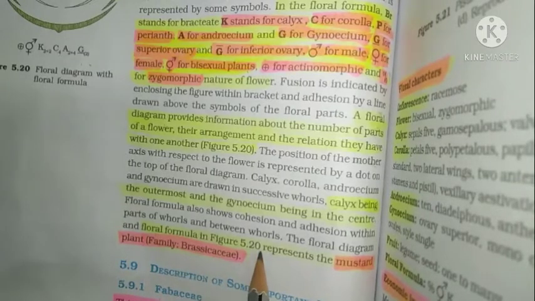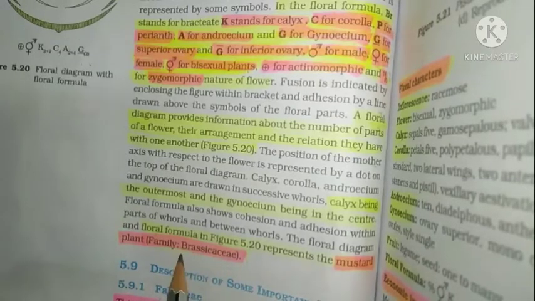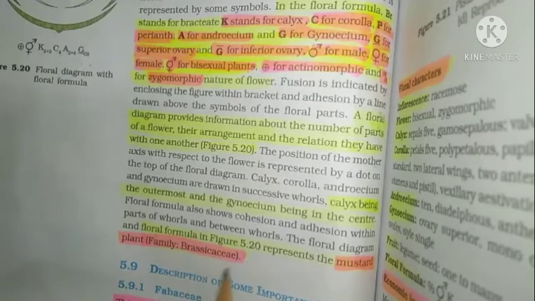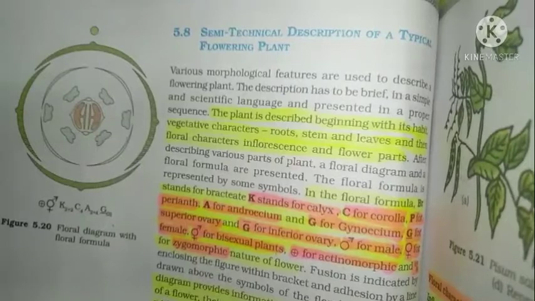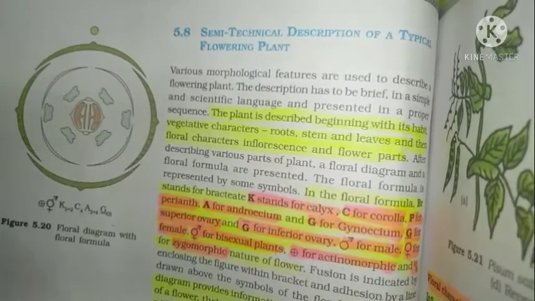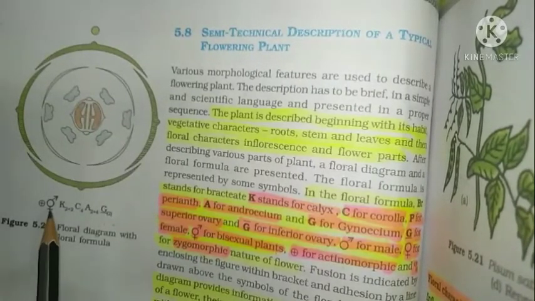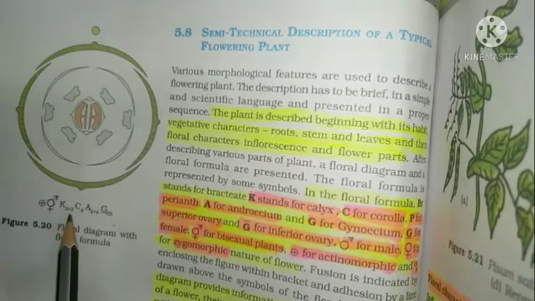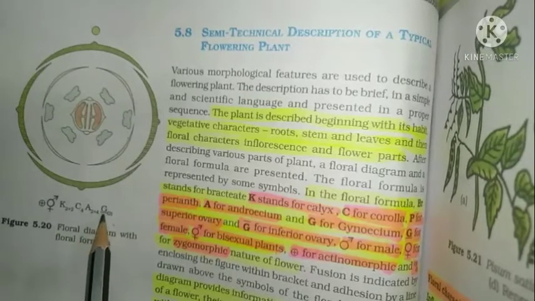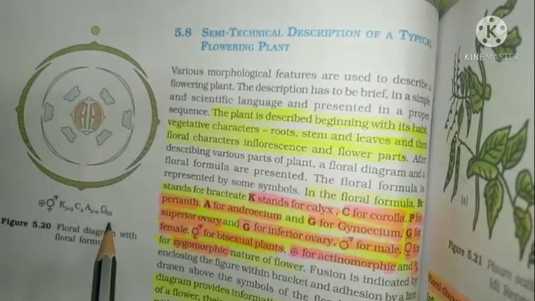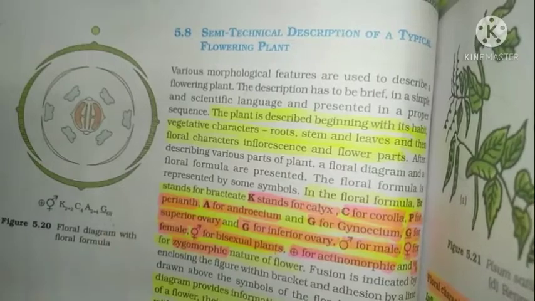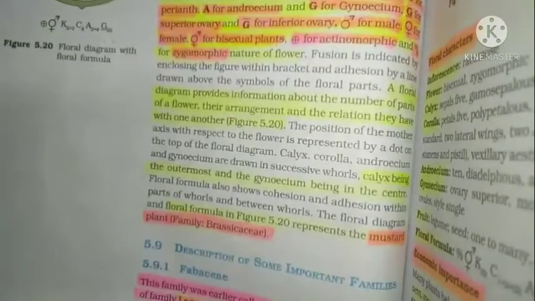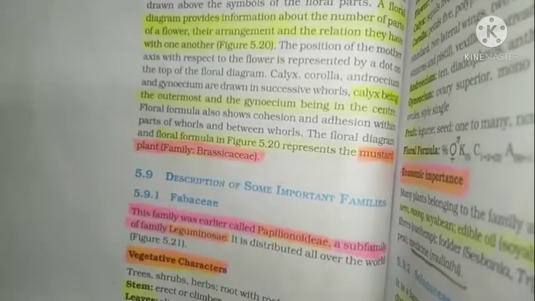Figure 5.20 represents the mustard family, that is Brassicaceae. The floral diagram of the mustard family given here is actinomorphic and bisexual. K stands for the calyx, 2 plus 2, C stands for the corolla, A stands for the androecium, and G with an underline is called a superior ovary, 2. Okay, the description of some important families.